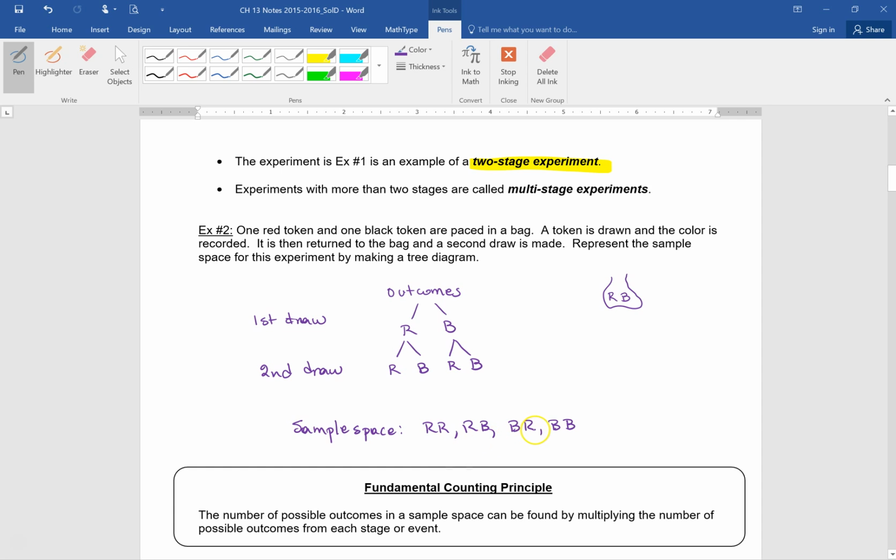So RB and BR are not the same because in the first case, you got red first, then black. Suppose it mattered for some reason. Then you got black first, then red. Okay? So it matters. All right.